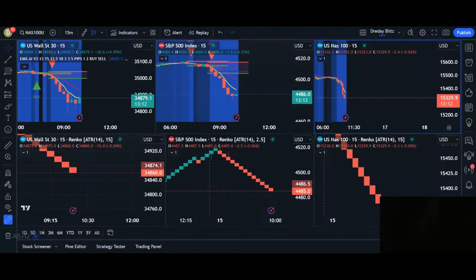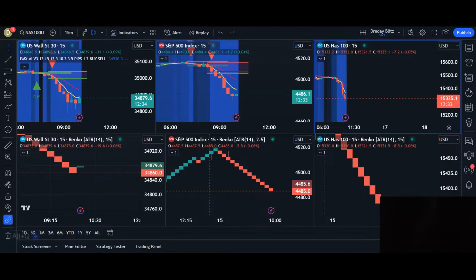So still looking to go down for now. I may start to consolidate a little bit, and for a push up on US 30 and S&P 500, right? For NASDAQ, it's still showing bearish, even though the Renkos are showing bearish on all three of them. We may see a reversal, but we'll see if those buy candles that we're seeing on US 30 and S&P 500 are fake outs.